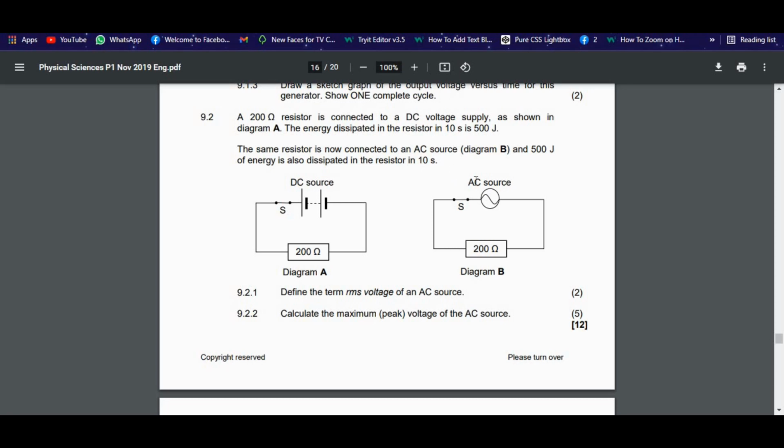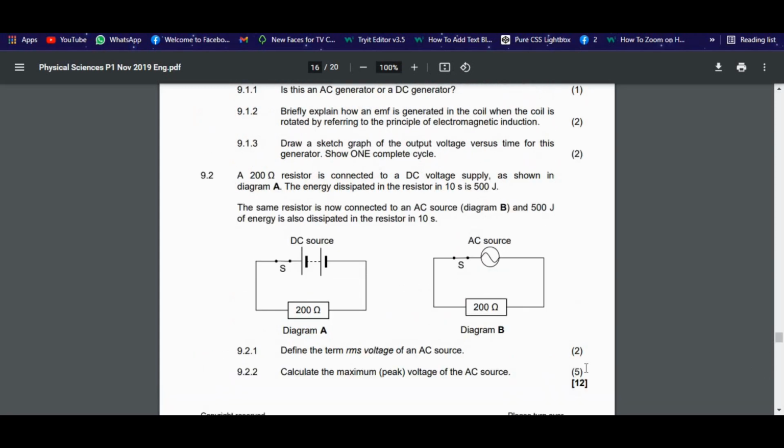And they want us to define RMS voltage. We gave the definition already. RMS voltage of an AC source is the AC potential difference which dissipates the same amount of energy as a DC potential difference. Then of course they ask us to calculate the maximum peak voltage of the AC source. So maybe let's do this example.